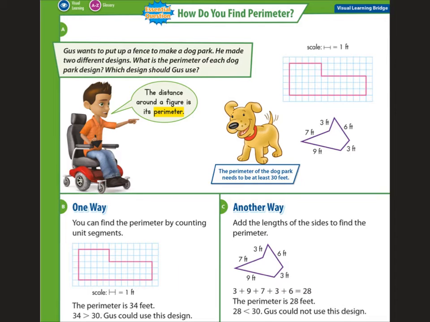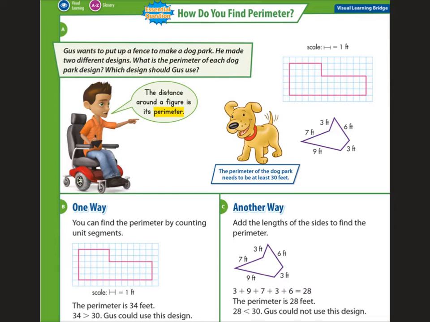So Gus could use this design because 34 feet is greater than 30 feet, which is what his dog park needs to be. All right, let's look at another way. So look at this other dog park that he's designed here. It says add the lengths of the sides to find the perimeter. So if we added 3 plus 9 plus 7 plus 6 plus 3, we would get 28 feet.